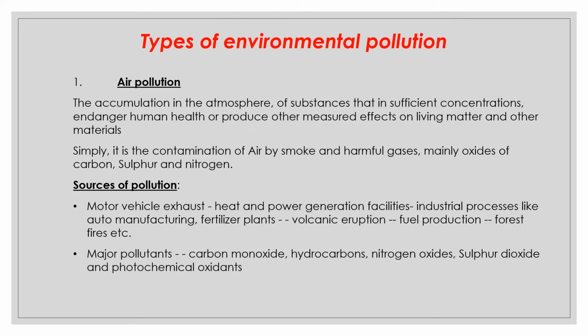Sources of pollution. So what are the sources of air pollution? Firstly, main cause is motor vehicle exhaust. The heat and power generation facilities, industrial processes like auto manufacturing, fertilizer plants, volcanic eruption. This is a natural cause. Huge amount of poisonous gases is released when a volcano erupts. Fuel production, forest fires, etc. And forest fire is also a major reason. When a forest is dry and it catches fire, some part of the forest is burnt. So during that process, some toxic gases release into the atmosphere.